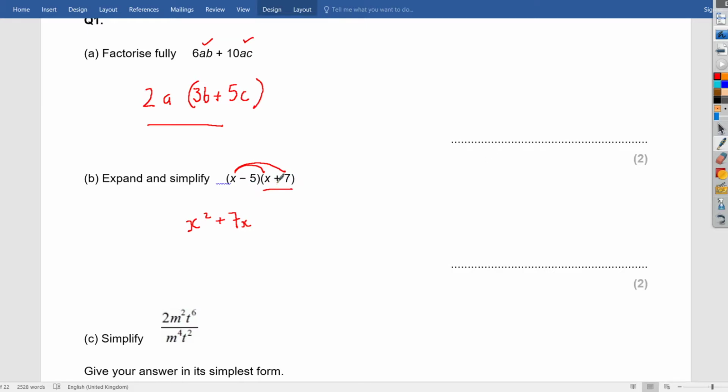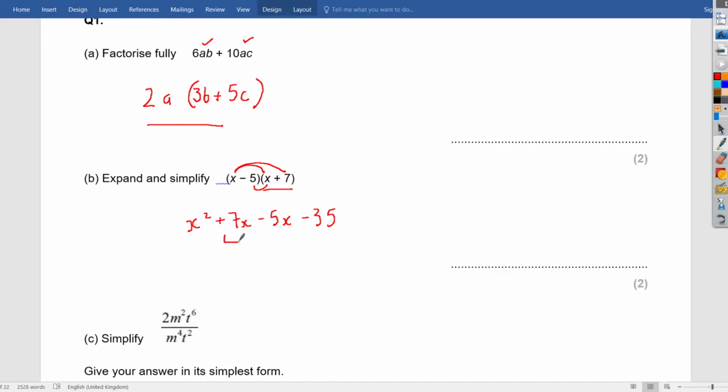Next thing, we're going to times all the expression by minus 5. So minus 5 times x is minus 5x. And minus 5 times 7, well, 5 times 7 is 35. And positive times a negative will become negative, and that is minus 35. Now we've done the expansion, so we've got the 1 mark for it. We've got to just now simplify it.